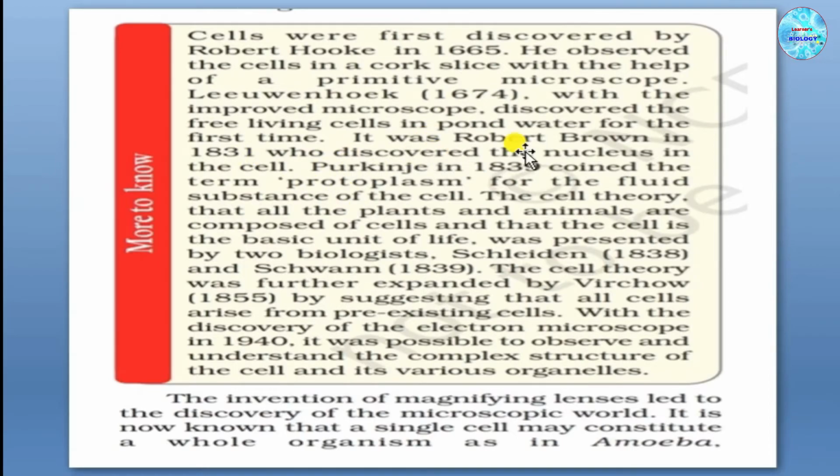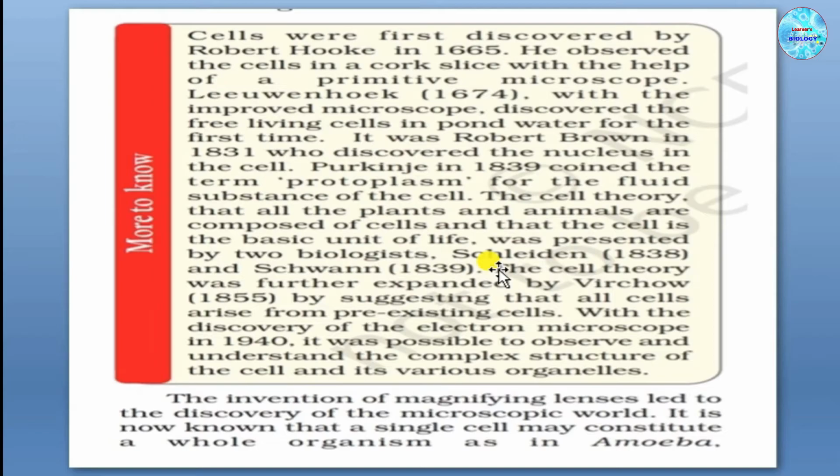In the year 1831, Robert Brown was the first person to discover the nucleus in the cell. So before that, no one knew that the cells contain nuclei also. In 1839, Purkinje coined the term protoplasm. What is protoplasm? It is the fluid substance of the cell. So the cell contains a fluid, liquid-like substance, which is known as protoplasm.